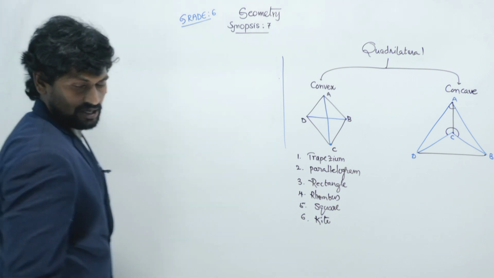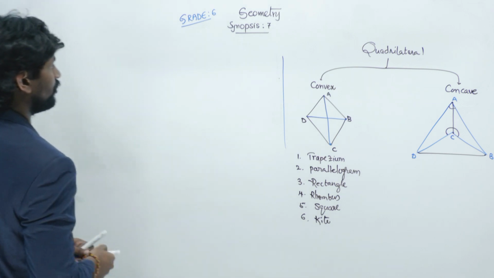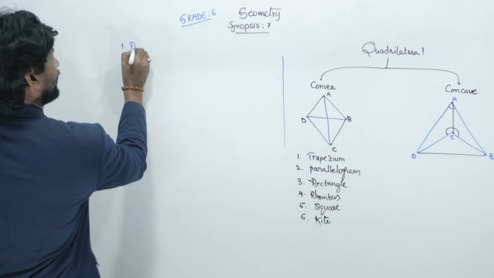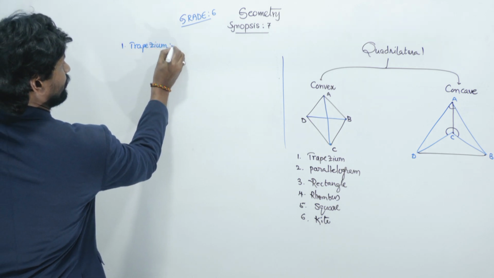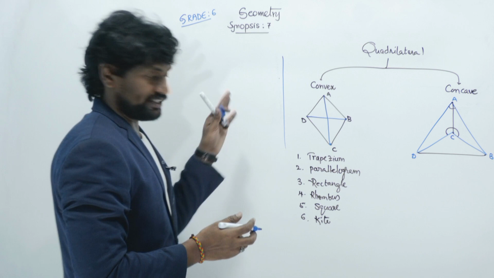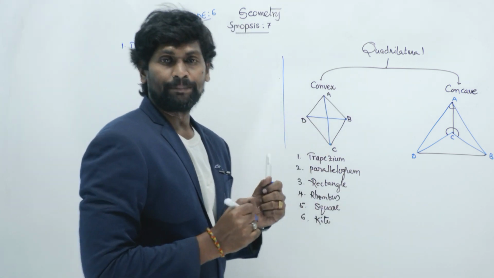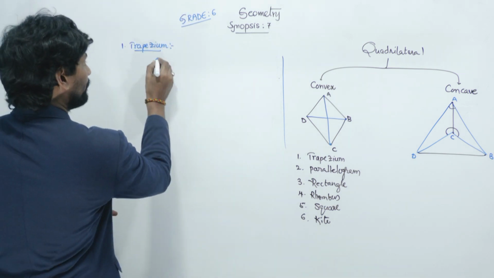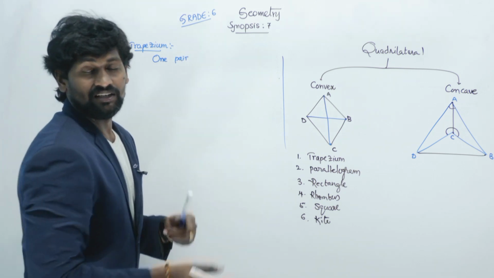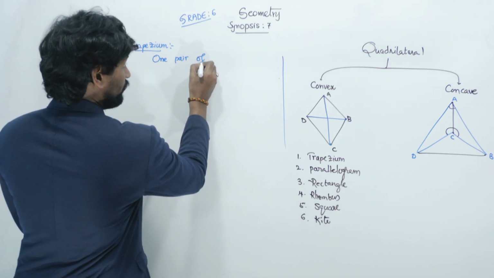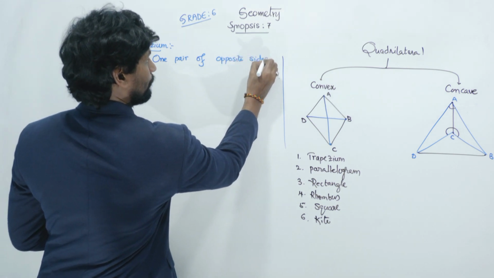Now, first one, trapezium. What is a trapezium? A trapezium is also a quadrilateral, but it has a property. How can you identify it as a trapezium from the set of 6 quadrilaterals? How can you definitely identify a trapezium? A trapezium is nothing but a quadrilateral in which one pair of opposite sides is parallel. Okay?